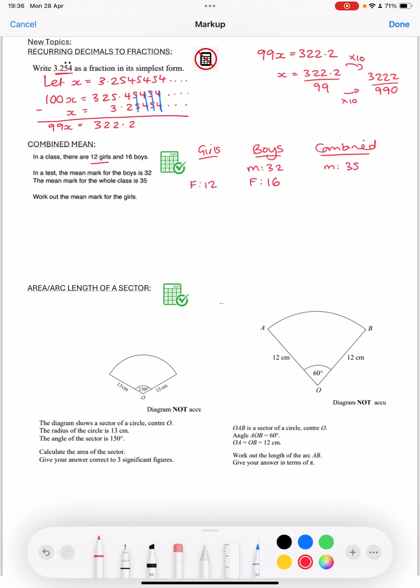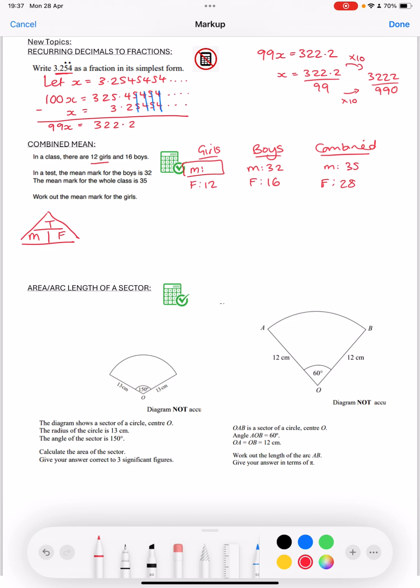And we want to find the mean mark for the girls, okay? That's what I want to find out. When we're calculating mean, we know that the mean is the total divided by the frequency, so adding them all up and dividing it by how many we've got. If you use this formula triangle, it can really help you with these questions. First thing we're going to do is work out the combined frequency, which is just the total number of people in the group, which is going to be 28.